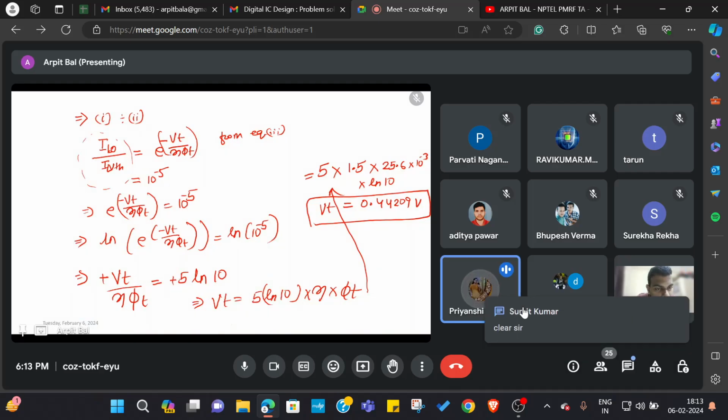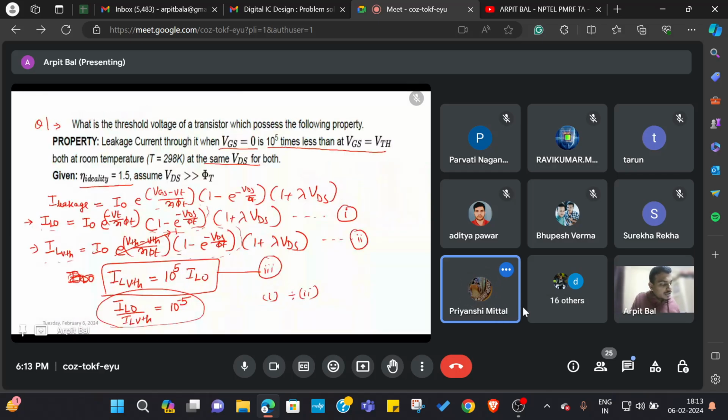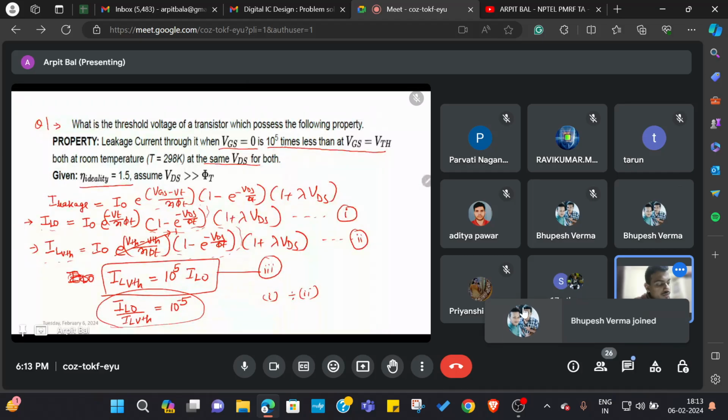Sir, when you divided equation 1 with equation 2, the thing you have done with e to the power, that you have cancelled it. Can you explain that again? Yeah, sure. So when I divided equation 1 with equation 2, which are the common terms that are going to be cancelled?